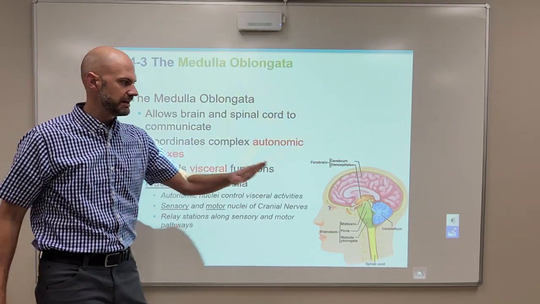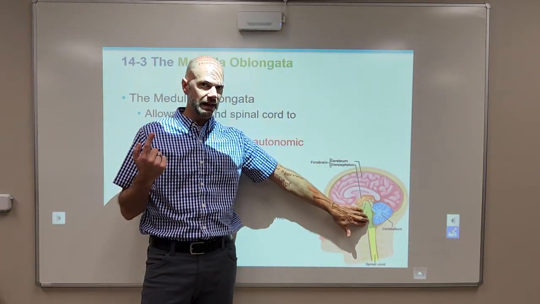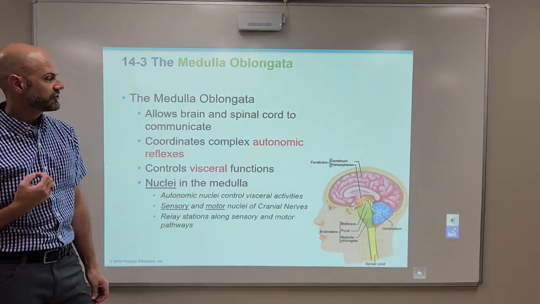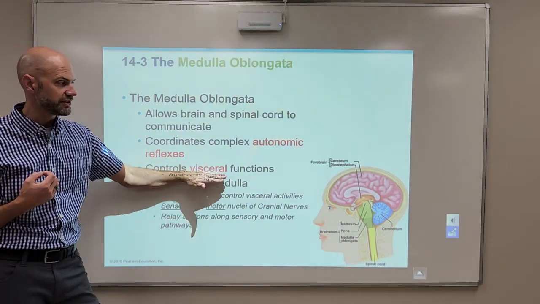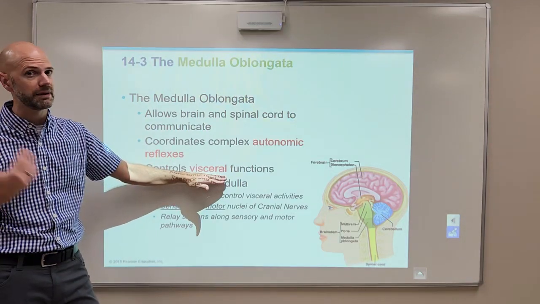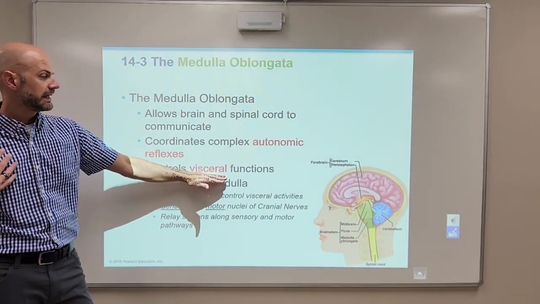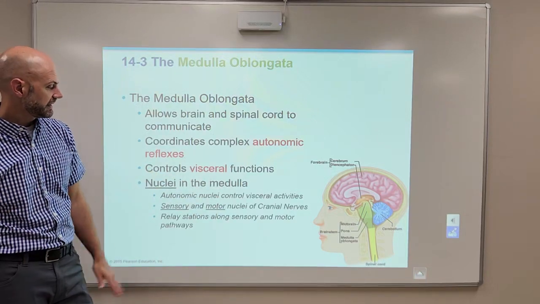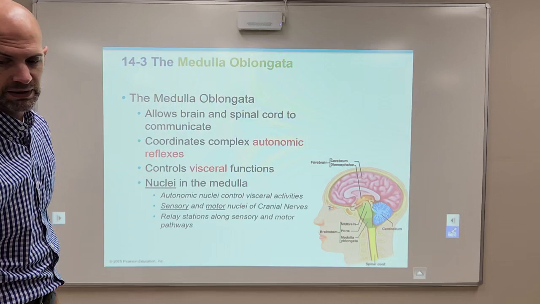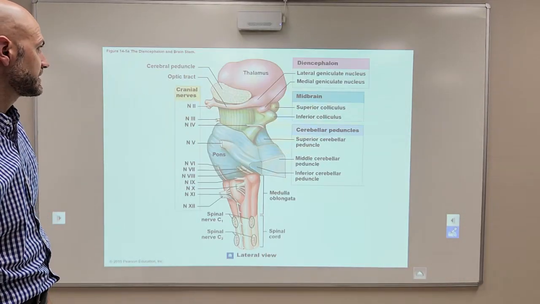Remember, I said brainstem is important for what? Staying alive. So brainstem has lots of functions for autonomic reflexes and visceral function. Our visceral functions like keeping our heart beating, keeping our lungs full of air, and regulating body temperature. There's very special nuclei in the medulla for regulating those activities.